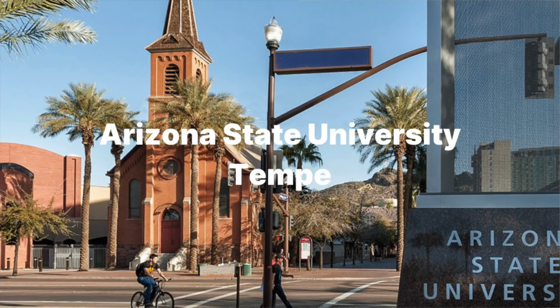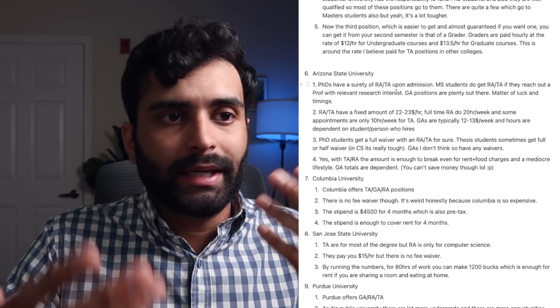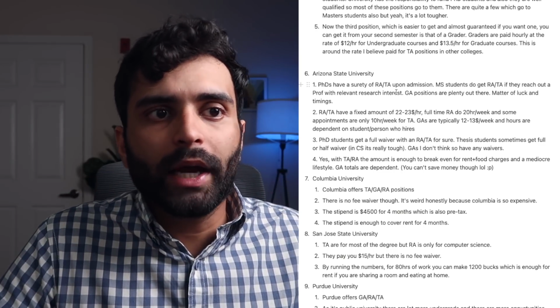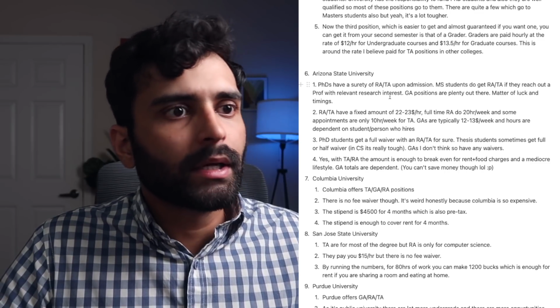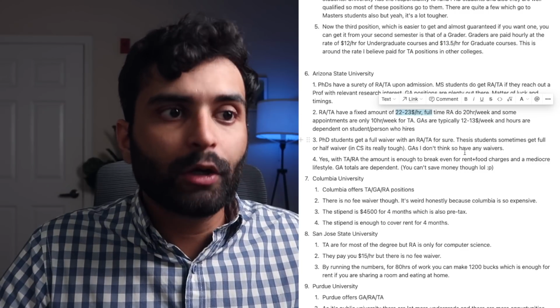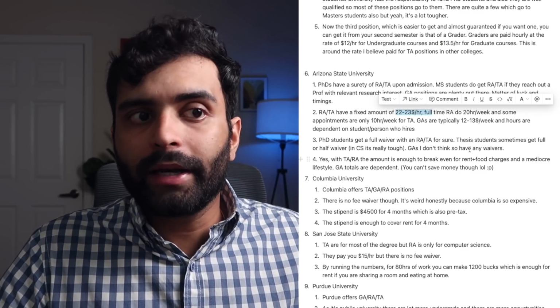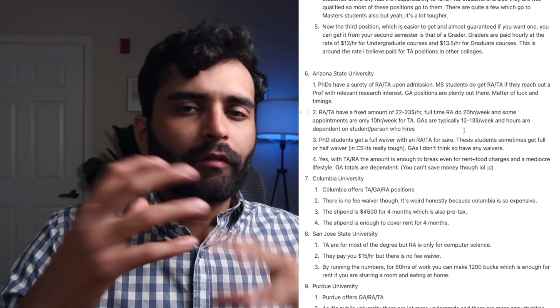Coming to Arizona State University, it's literally 15 minutes from my place. So PhDs, he said, have a surety of RA/TA as mentioned before. MS students do get RA/TA if they reach out to professors with relevant research interest. In the case of RA/TA, you could be making $22 to $23 per hour. You have to understand the concept.